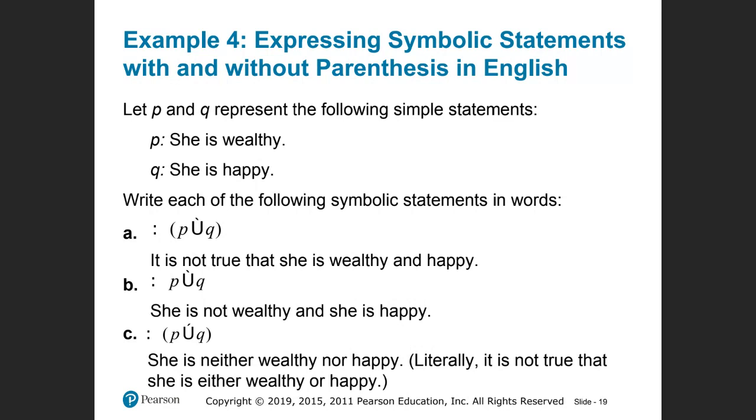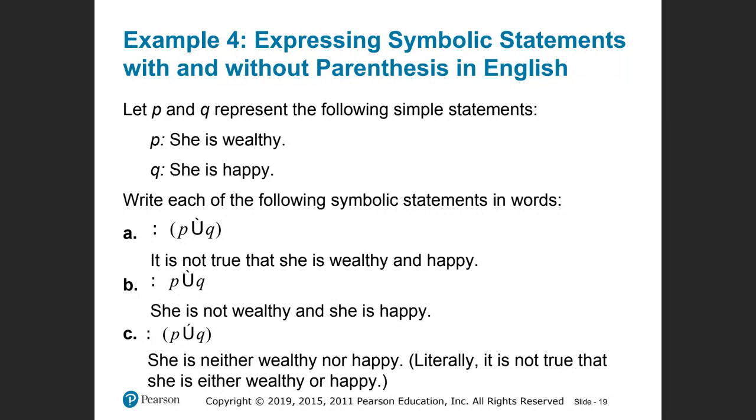Now we're going to an example. We want to express symbolic statements with and without parentheses in English, and you'll see why in a minute. We're going to let P represent she is wealthy and Q, she is happy. We want to write each of these symbolic statements in words. And the symbols are bad on this screen. This is supposed to be P with the or Q. I think that's what they mean.